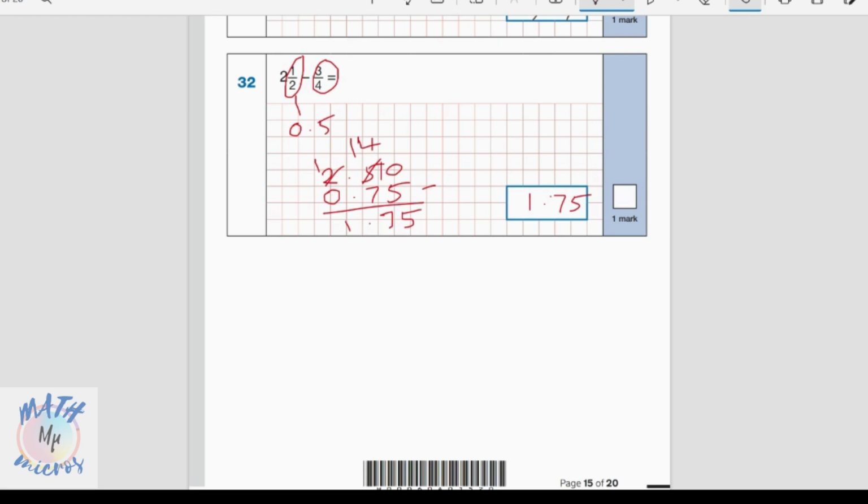So 1.75, you cannot write like this, because since it is a fraction, you should represent the answer as well in a fraction. So 0.75, we know this is going to be 3 by 4. All right. So what is left? 1. So the answer is 1 3 by 4.